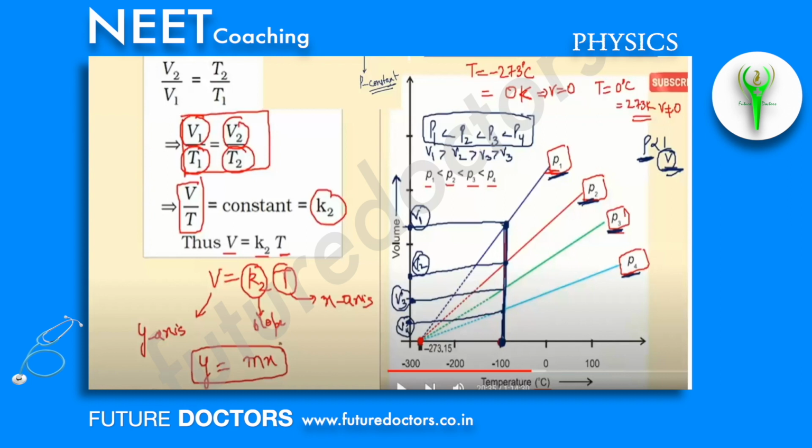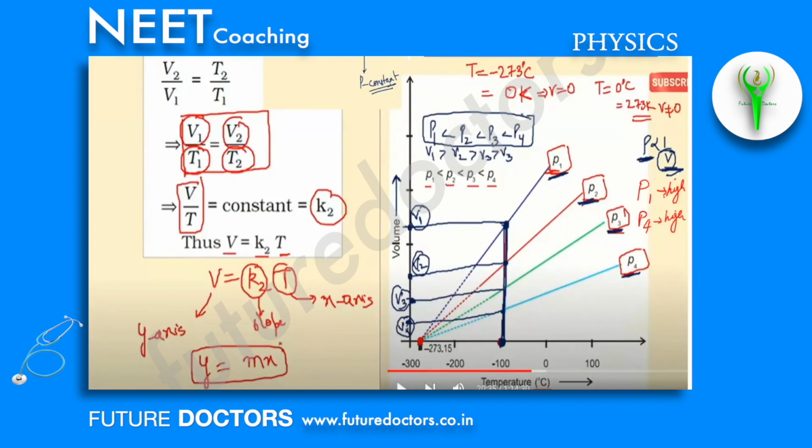Now we have to see, this is a Charles' law curve. It is called an isobar. Why isobar? Because pressure is kept constant. So it is called an isobar.